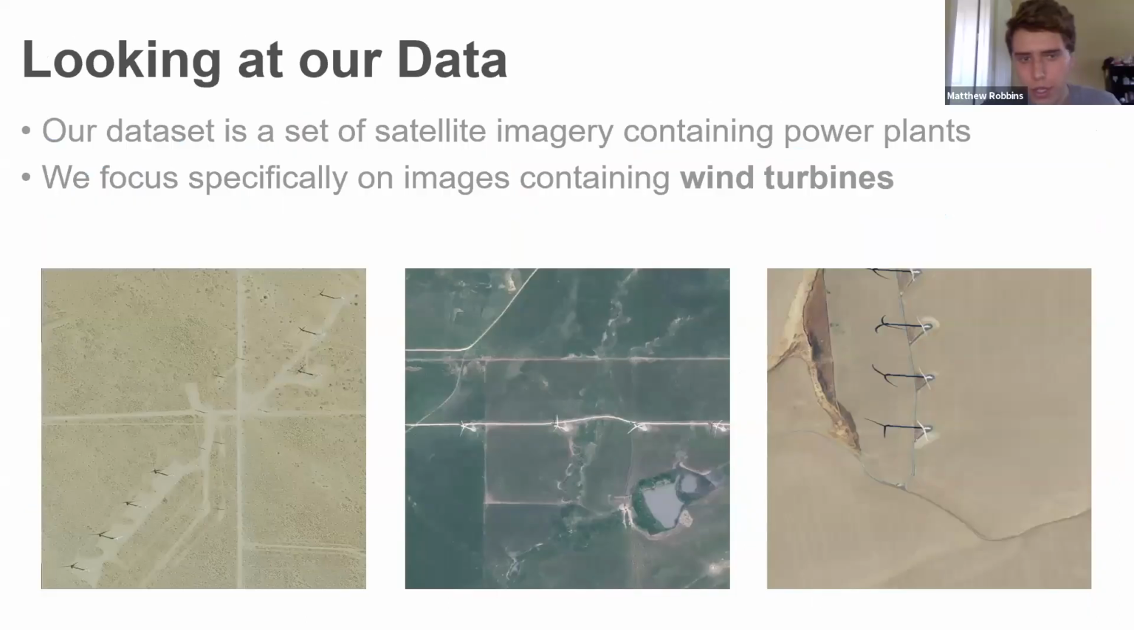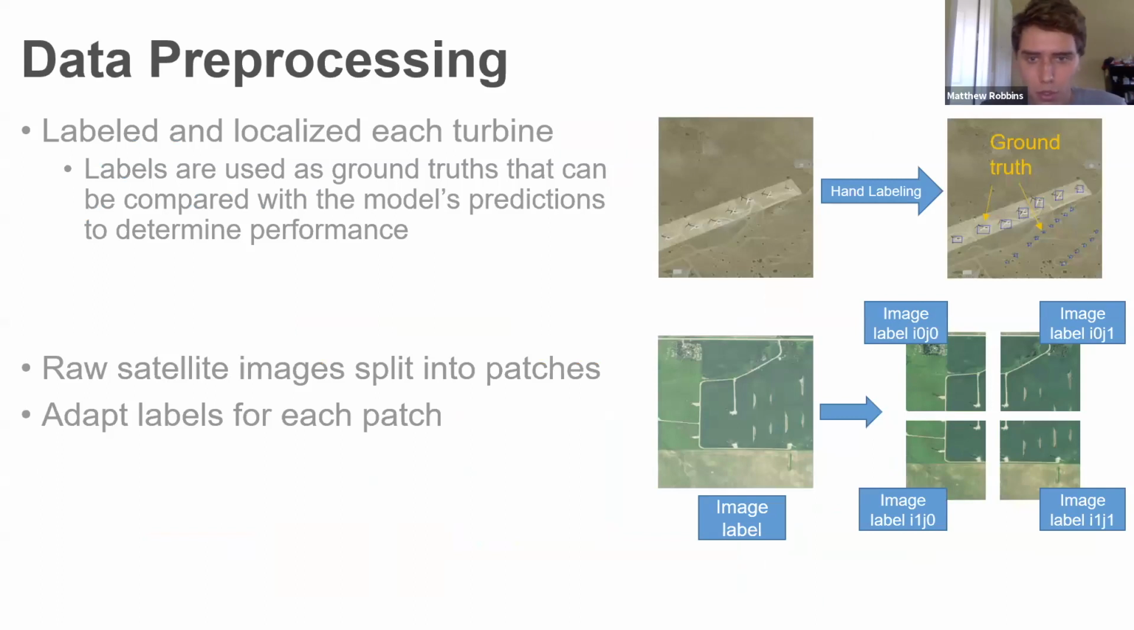Yeah, so taking a quick look at our data, we have overhead satellite imagery from across the United States of various power plants. For this project, we focused specifically on wind turbines as our power plant type. To actually train our model, we couldn't just use this raw imagery. We first had to label it. So we used a program to create bounding boxes over the wind turbines in our imagery by hand as the ground truths. And then we pre-processed it a bit more by splitting it into patches that could be easily fed into the model and helped improve efficiency of training.